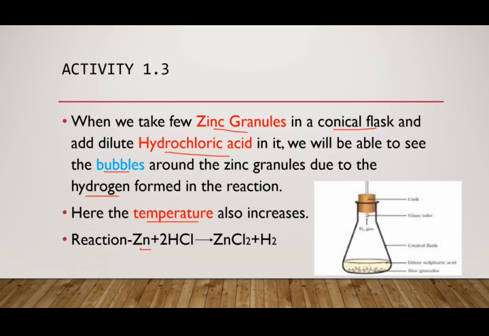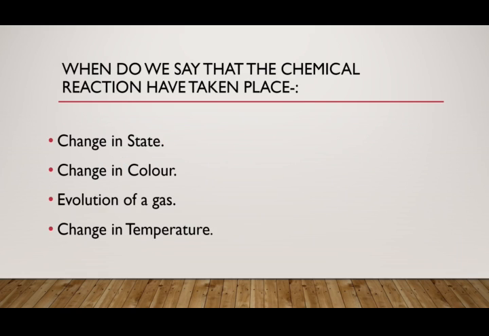So why did we discuss these activities? So that we can conclude when we say that a chemical reaction has taken place. We have understood 4 points from all the activities, that is change in state, change in color, evolution of gas and change in temperature. These are the 4 things from which we know that a chemical reaction has taken place.